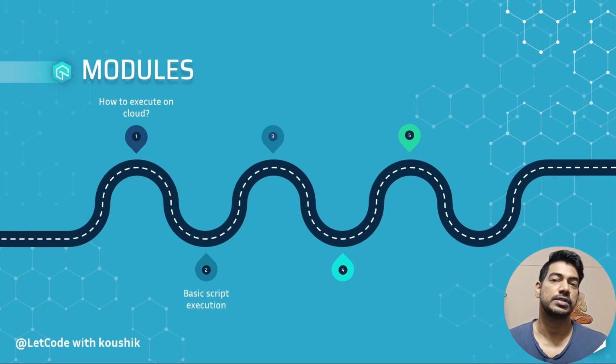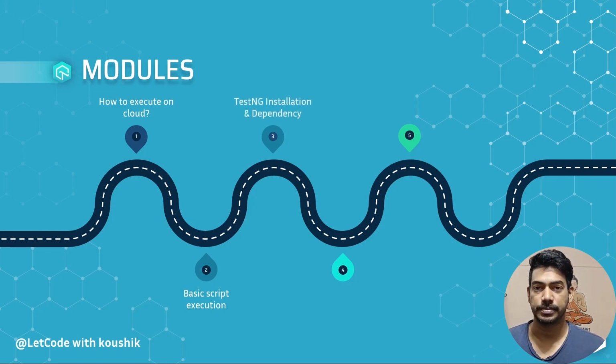So we'll first learn the basic script execution, how to run the script in the cloud, and then we'll learn how to install the TestNG dependencies as well as TestNG plugin. So with Java main method, we can execute only one file at a time, but with the help of TestNG, without much code changes, we can run our script in parallel, as well as we have all the features of TestNG like priority, dependency, depends on method.